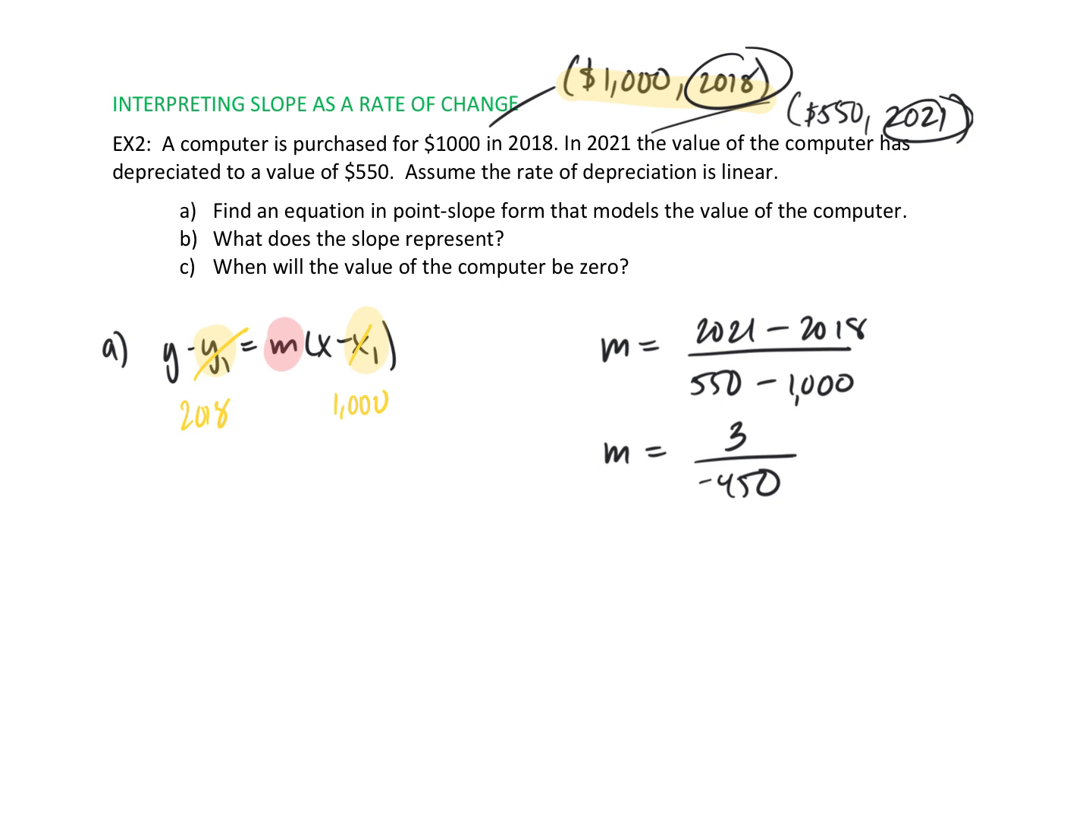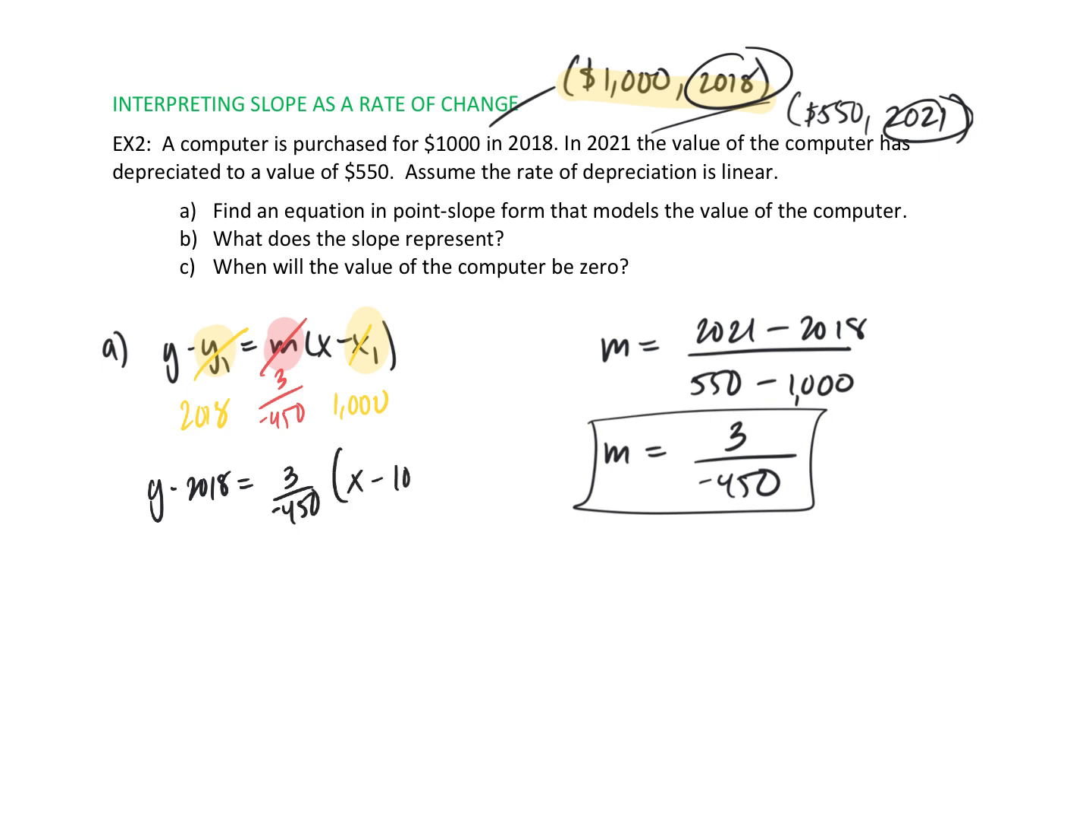So my slope is negative, which makes sense with this problem because the value of my computer is going down, so it should be a negative number. And that is my slope, so we'll go ahead and sub that in. My formula is y minus 2018 equals 3 over negative 450 times x minus 1000. Okay, and that's the answer in point slope form, and that's what was asked for this part.